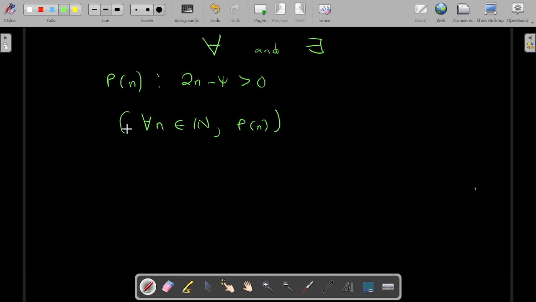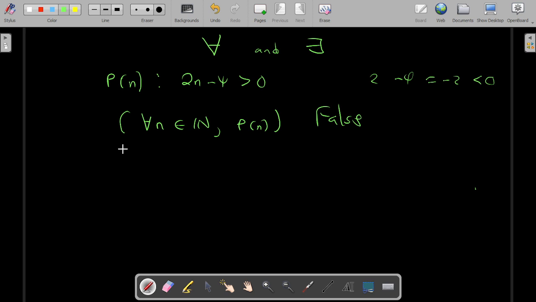Now, I'll tell you that this is going to be false. Why is it false? If you take 1, for instance, 1 is in the set of natural numbers. If you substitute your 1 here, 2 multiplied by 1 is 2. Minus 4, we get something that is negative, minus 2. Minus 2 is less than 0. Minus 2 is not greater than 0. So this is false. Hence, this proposition is false because all natural numbers have to satisfy this proposition.